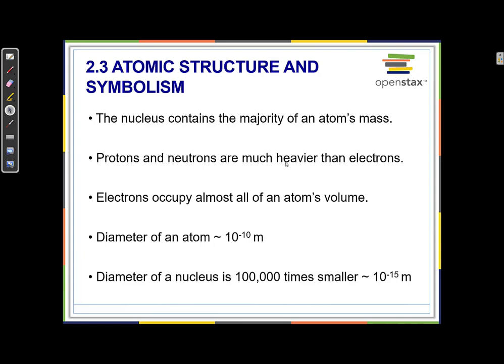Okay, the nucleus contains the majority of an atom's mass. Protons and neutrons are much heavier than electrons. Electrons occupy almost all of the atom's volume. The diameter of an atom is about 1 angstrom, 10 to the negative 10 meters. And the diameter of a nucleus is about 100,000 times smaller than that, which is about 10 to the negative 15 meters.